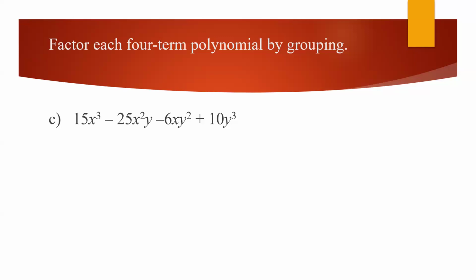Again, step 1 is to make your groups. Step 2 was to find the group's GCF. Step 3 was to factor out your GCF. Step 4 was to identify your common binomial. And then step 5 was to factor out your common binomial. If you did all 5 steps, then you should have an answer.